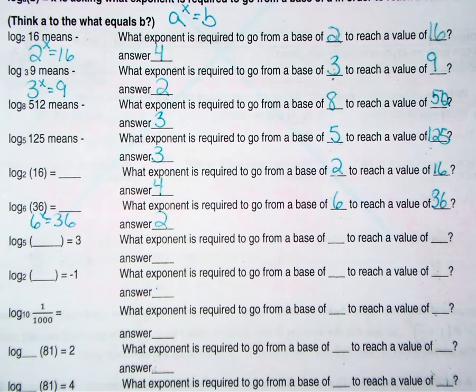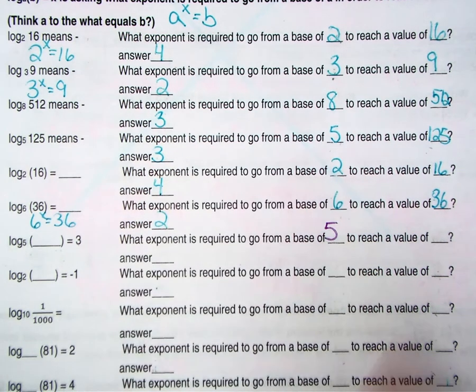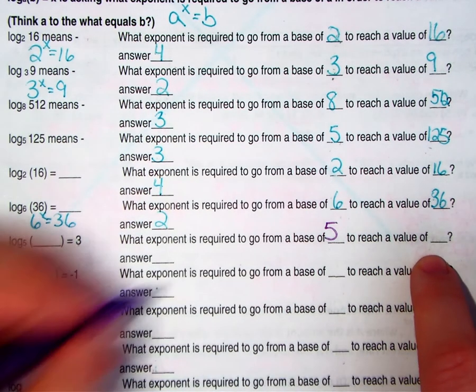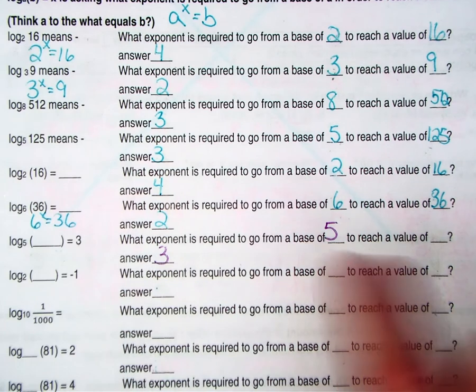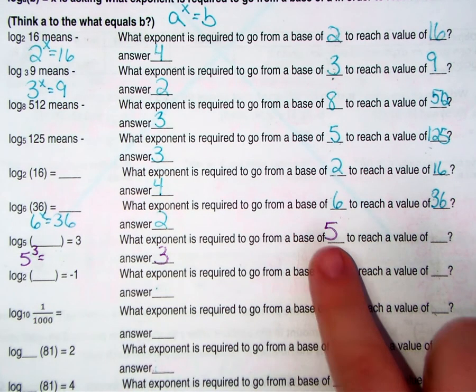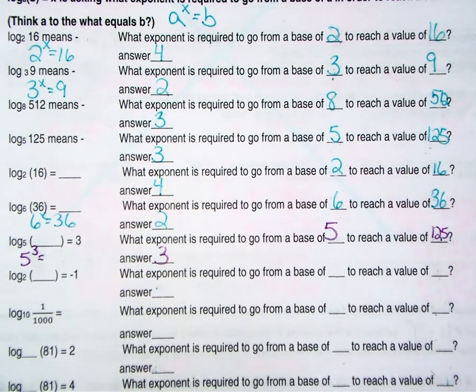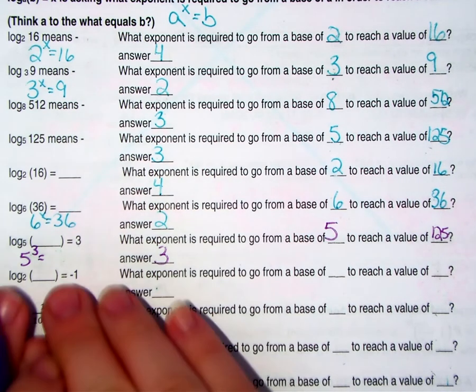Now, what happens, though, when I'm trying to find the number instead of trying to find the exponent? Well, it's still asking the same question. What exponent do I need to get from a base of 5 to get to, I don't know. Well, the exponent that I'm using is 3. So it's saying 5 to the 3rd equals what? 125.